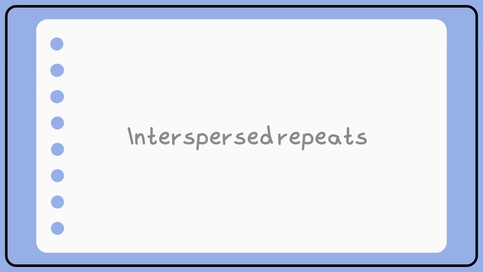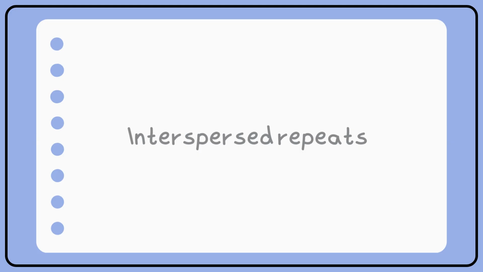Right. Then, the second major category of repetitive DNA is interspersed repeats. This type of repetitive DNA doesn't sit in clusters. Instead, it's spread throughout the genome. And about one third of our genome consists of these sequences. And they mainly come from transposable elements or jumping genes.